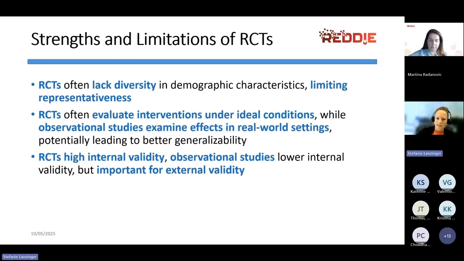So on the one hand, we need, of course, the RCTs with regard to the validity, the internal validity. RCTs have a high internal validity, but on the other side, observational studies can complement these results by increasing the external validity.